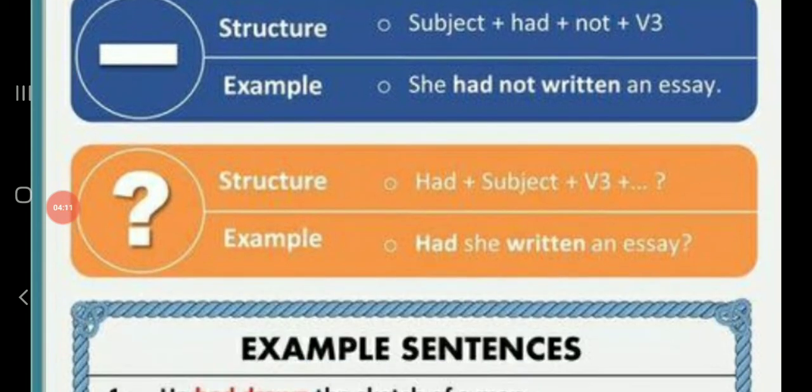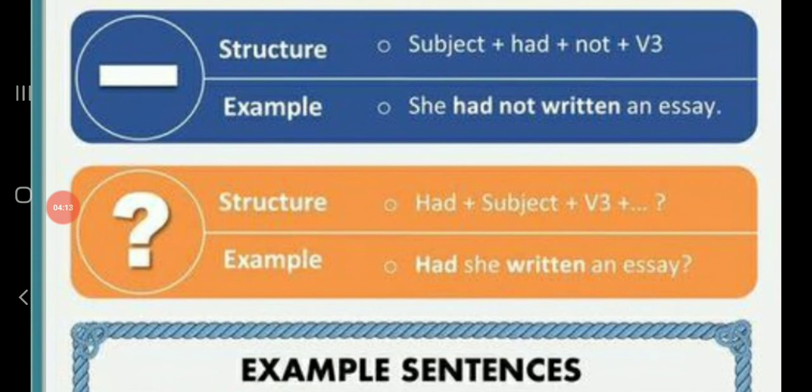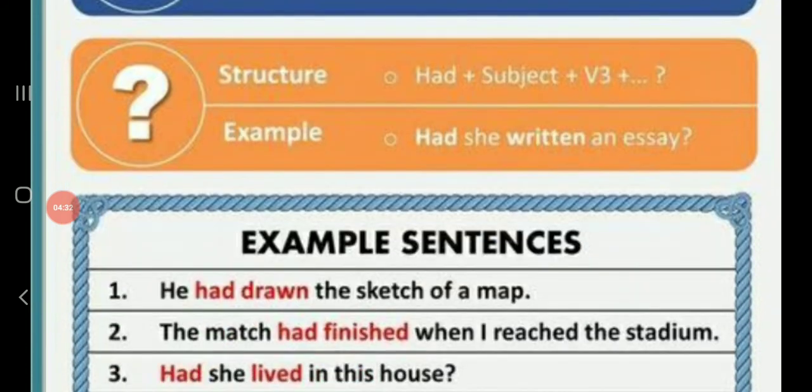If you talk about interrogative, you can see the structure in pink. सबसे पहले we use the helping verb, that is had, in it: had plus subject plus verb third form plus object. And examples में, had she written an essay. Question word का the same formula, which means if the question word is there, that will be used at the beginning of the sentence. Like why had she written an essay, how had she written an essay, and so many examples can be.